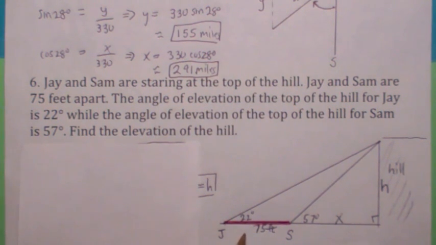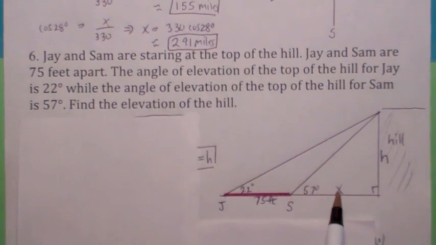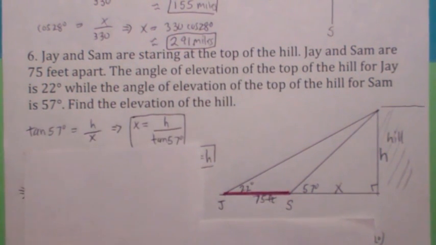The angle of elevation for Jay is 22 degrees to the top of the hill, and the angle of elevation for Sam is 57 degrees to the top of the hill. So let's call h the height. This is what we're trying to find. So I'm introducing another variable x. These are the hard ones. You introduce a new variable x, and then you get two equations with two unknowns. Tangent of 57, isn't it h over x?